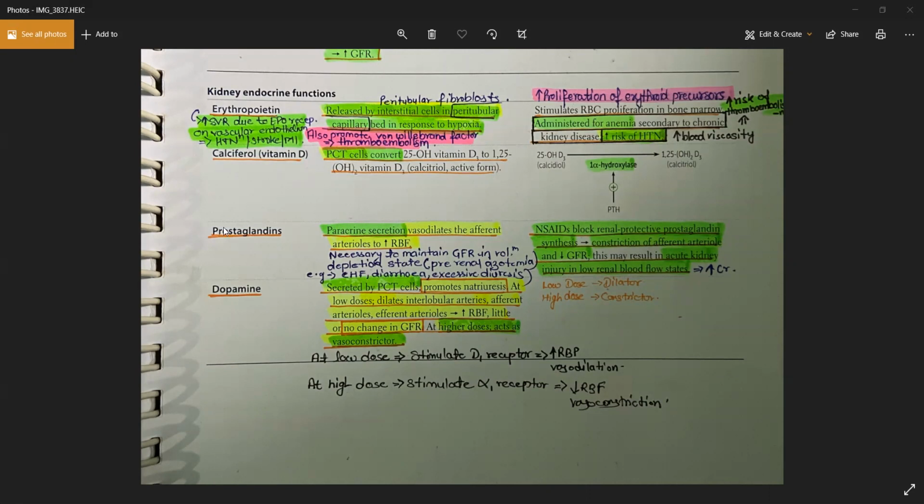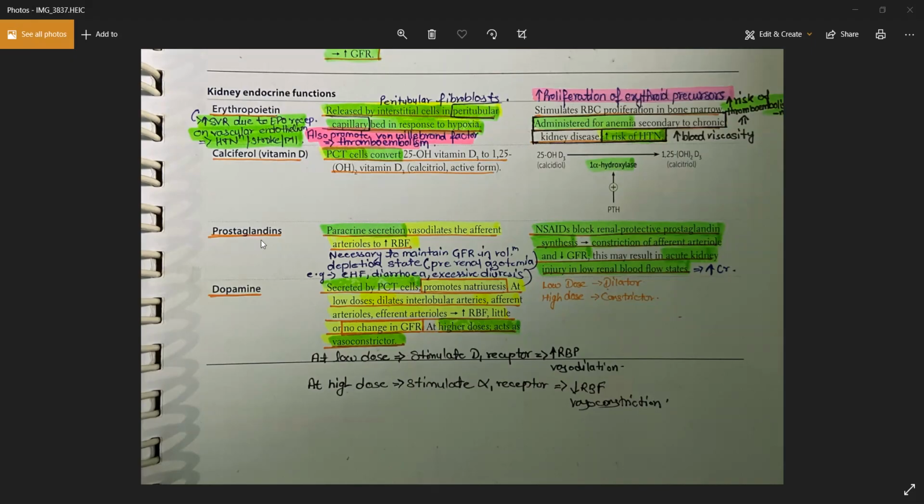The third one is the prostaglandins. Whenever you have a low volume status, whenever the blood supply to the kidney is decreased, the kidney will secrete the prostaglandins to dilate the afferent arterioles, and that will cause an increase in the renal blood flow, right?